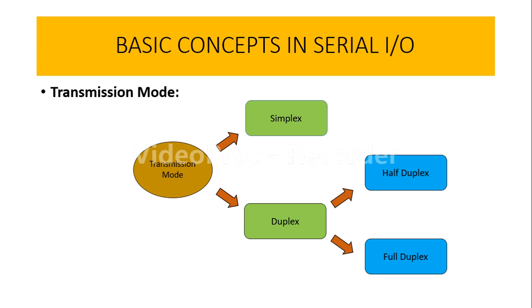Yeah, one more point I have missed here. An example of the simplex transmission mode can be radio, wherein the data transmission is in one direction only. Like when you are listening to music or some other program on the radio, it is one-way communication. You are not allowed to communicate back to the radio station.